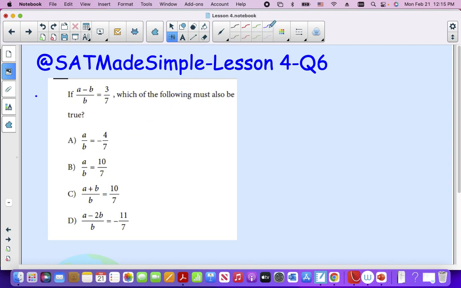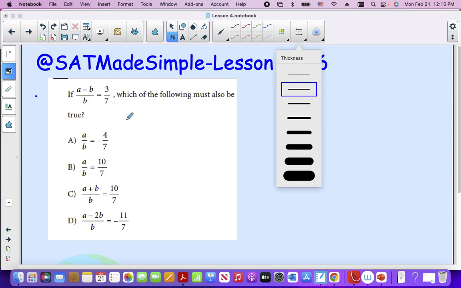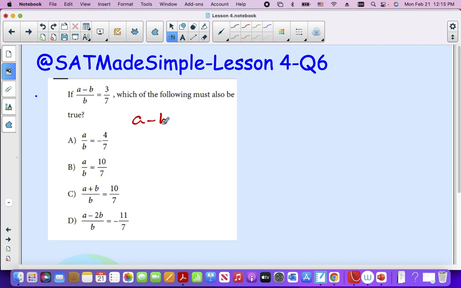In here there is a simple trick that you might be able to use. Let's do this in red. So A minus B over B is equal to 3/7. In here I can break these fractions into two fractions: A over B minus B over B equals 3/7. B over B is 1, so that'll be minus 1. When I move it to the other side, it becomes positive 1.